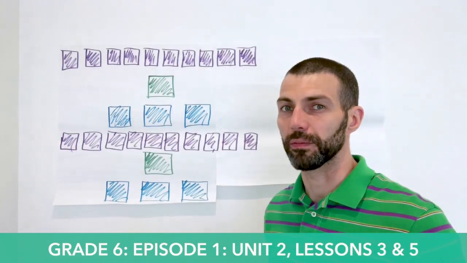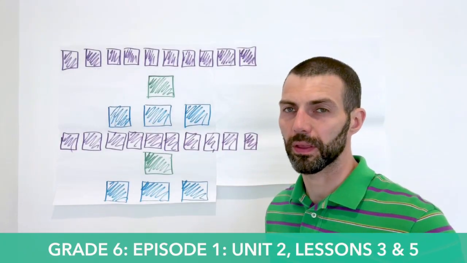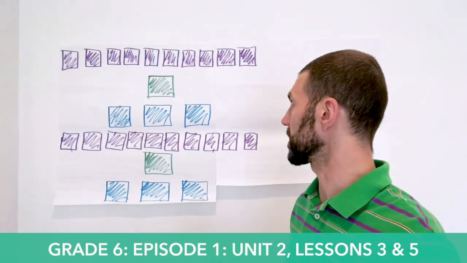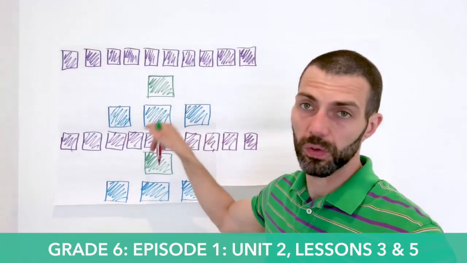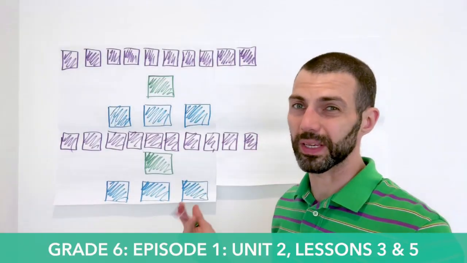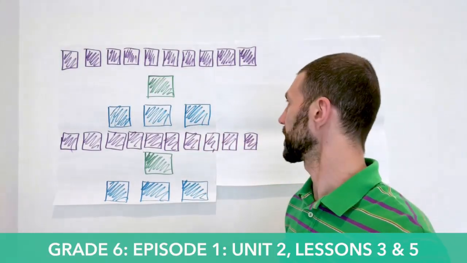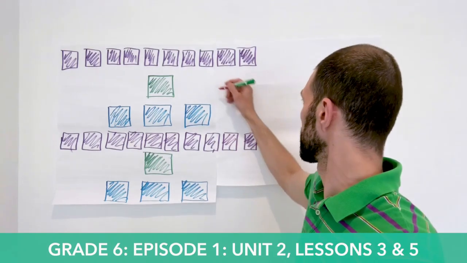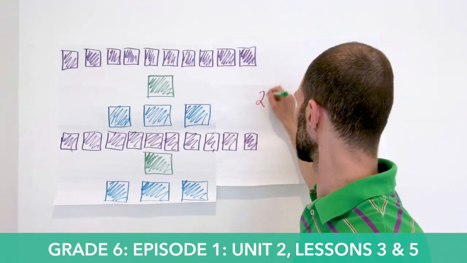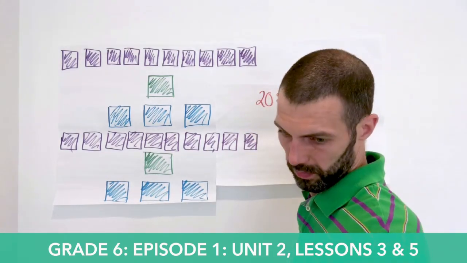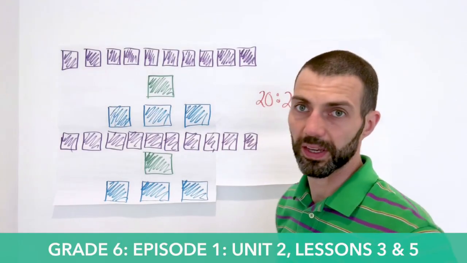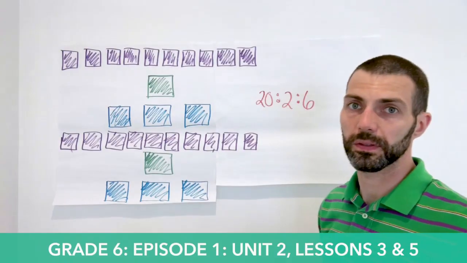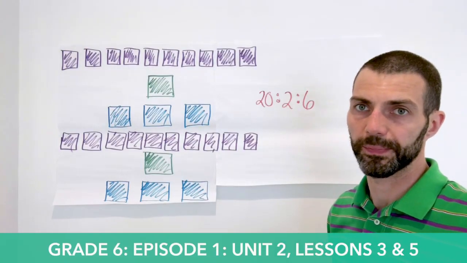Here's the completed diagram for 2 times the batch of casserole. You'll see that I have my original ratio of 10 to 1 to 3, and what I did was I doubled every ingredient, and my new ratio would be 20 to 2 to 6, representing double the amount of every ingredient.